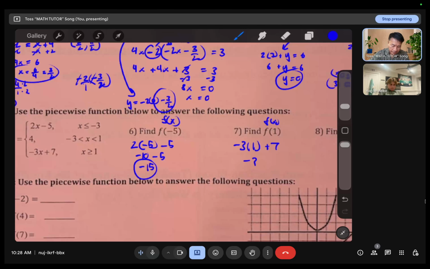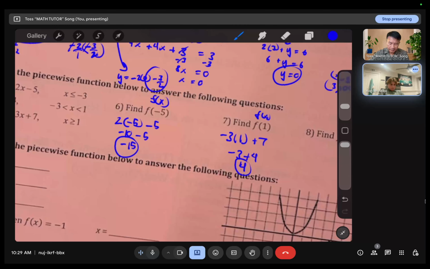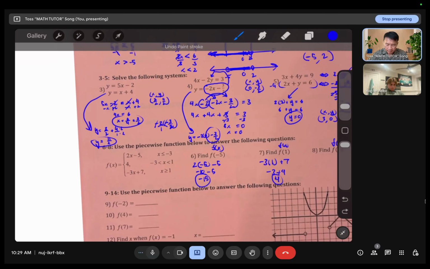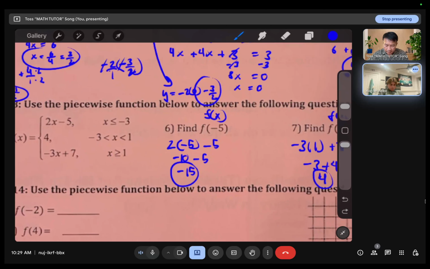So negative 3 plus 7. So it should be 4 for number 7. Okay. And then f of 6, x equals 6. So 6 is what? You're going to use this again because it's where x is greater than or equal to 1, right here. So you don't use this one at all.